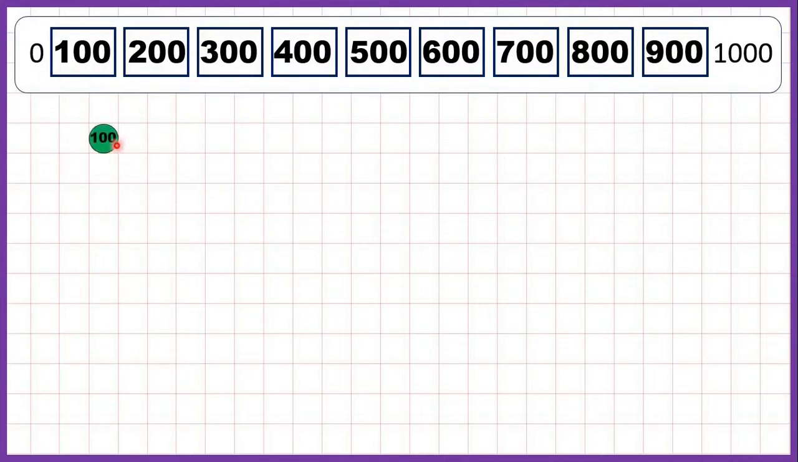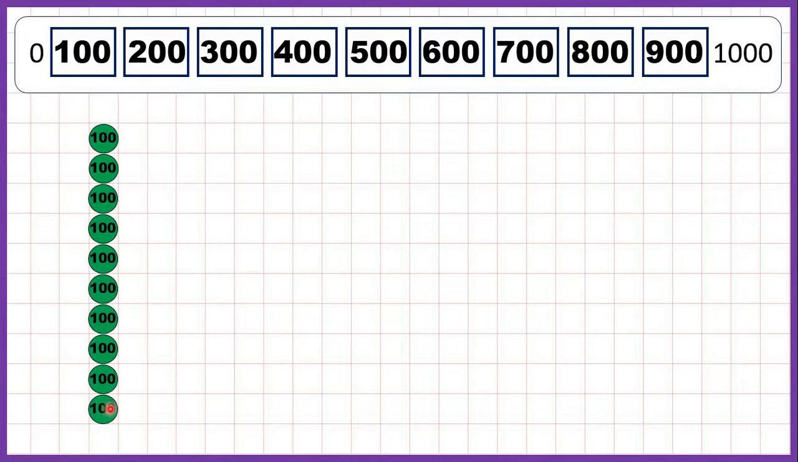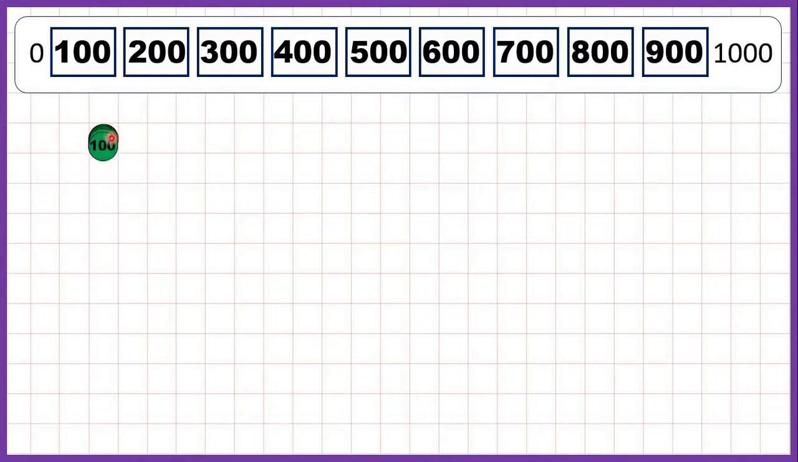We can also show the counting using place value counters. So if we're counting in hundreds, we're adding a 100 counter each time. But then, just like when we have 10 ones, we need to exchange those for 1 ten. When we have 10 tens, we exchange those for 100. When we have 10 hundreds, we exchange those for 1,000. So when we have 10 of any place value, we always move to the place value to the left.